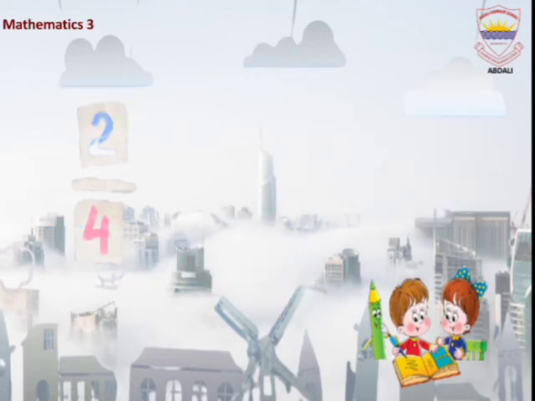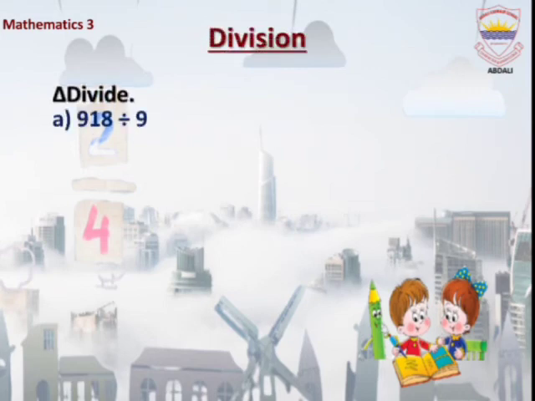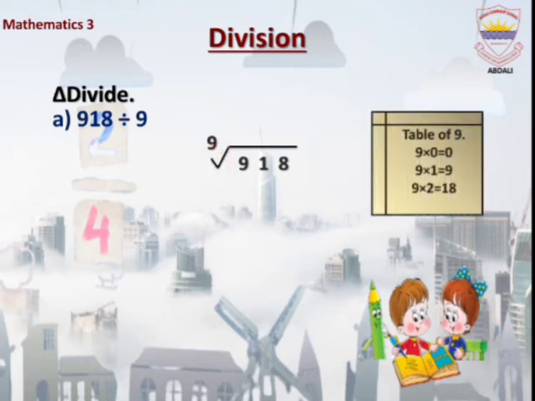Now students, let's start to solve our third question. Our third question is 918 divided by 9. Here students, 918 is our dividend and 9 is our divisor. Now students, let's recall the table of 9.